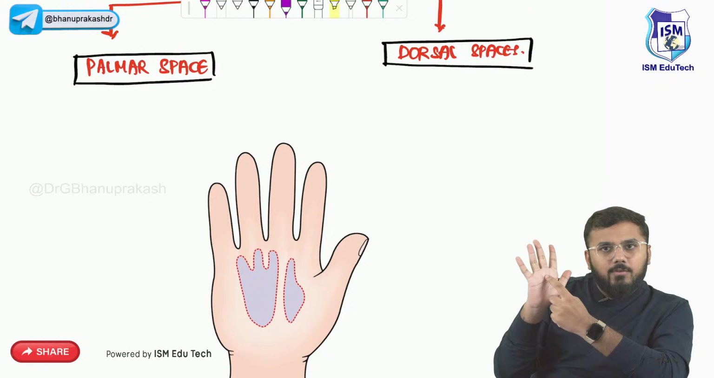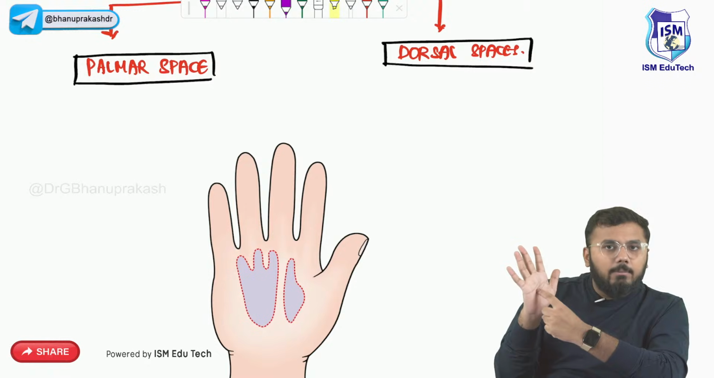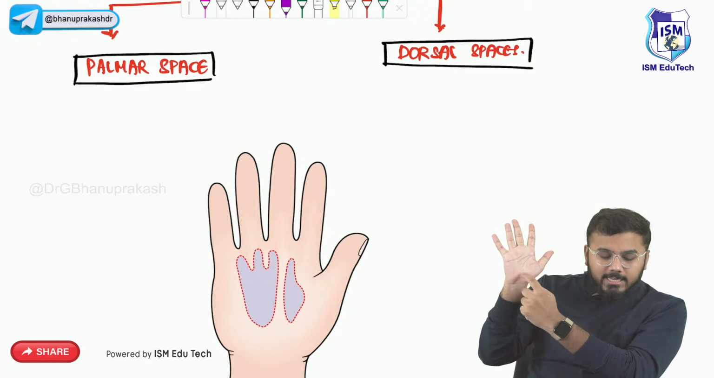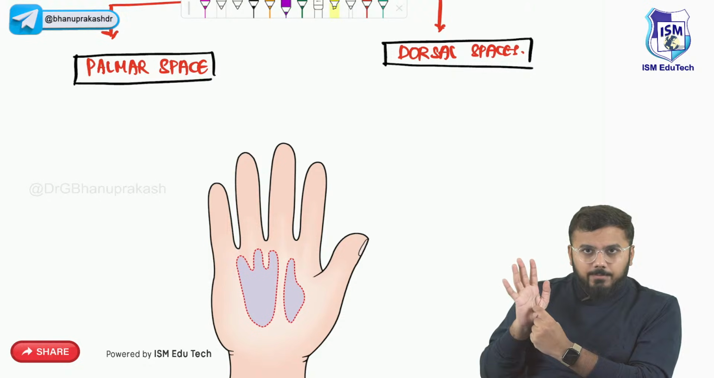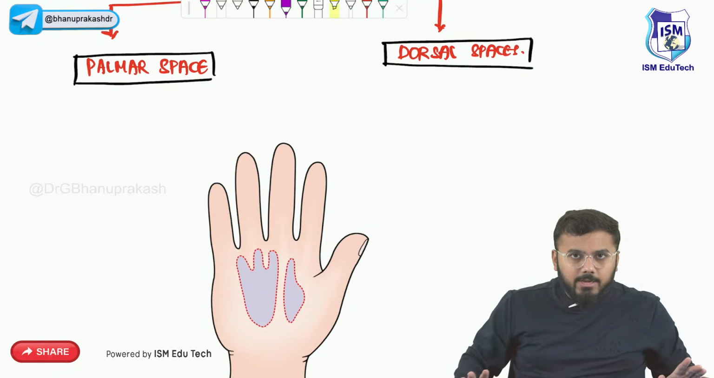In the center of the hand, we have got a space. This is called the mid-palmar space. And we have got another space in the thenar region. This is called the thenar space. Thenar space and mid-palmar space.